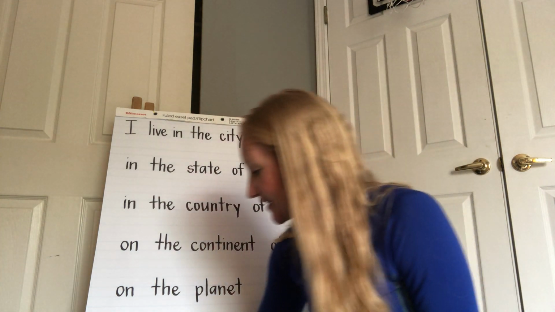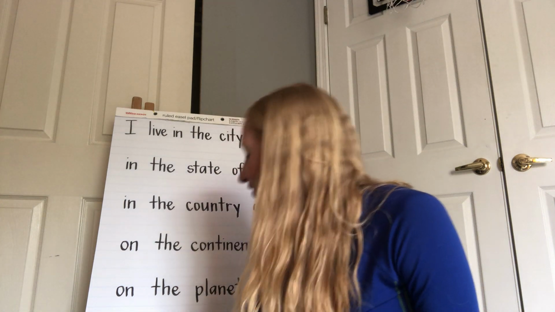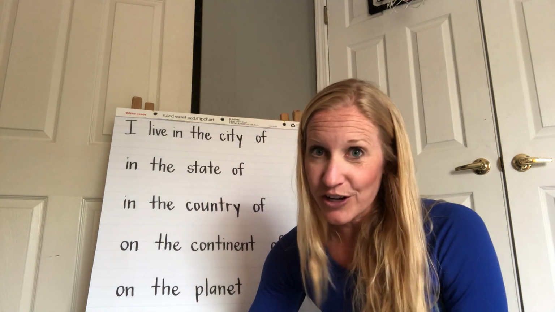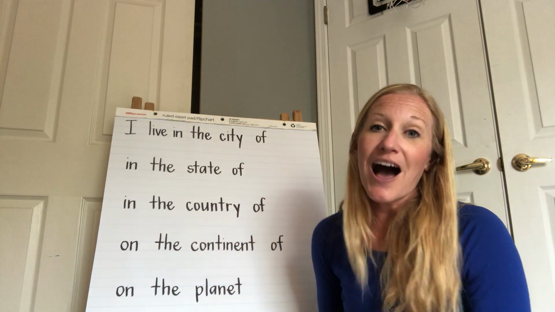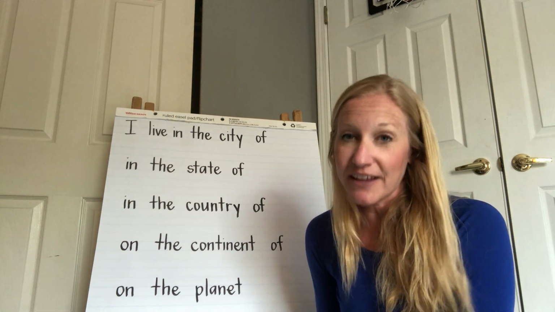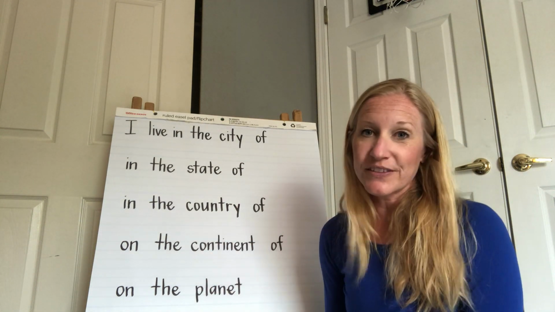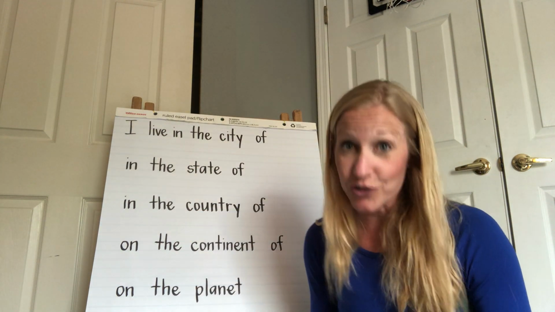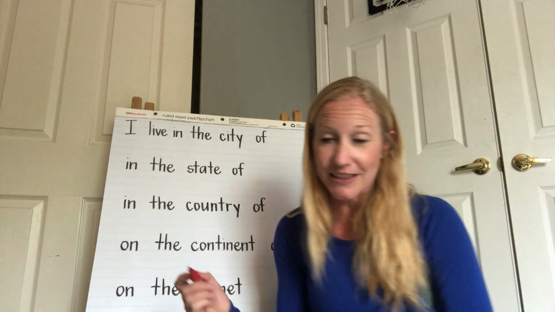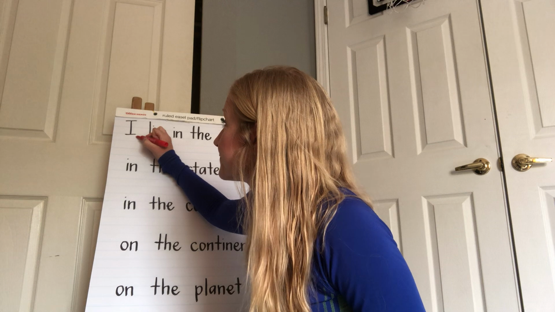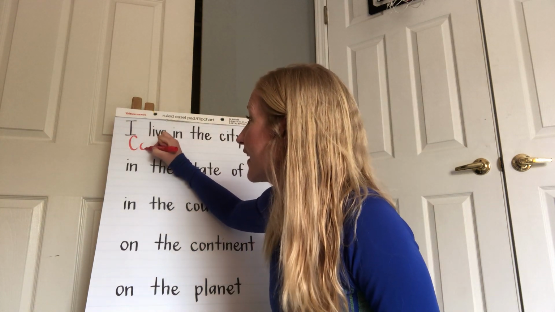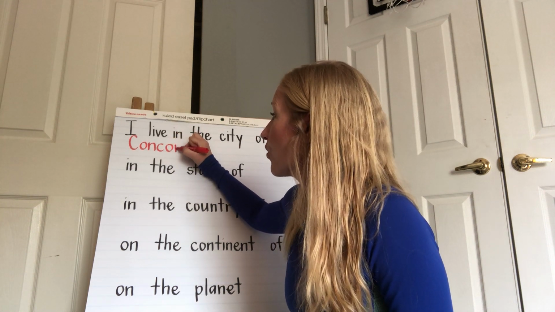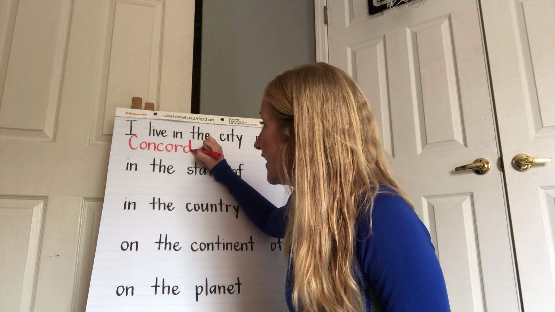So the first sentence says, I live in the city of, and we all live in the city of Concord in order to go to Highlands Elementary School. I actually live in the city of Clayton, which is right next door, but I'm going to write Concord on this poster. Now, all of the names that we're writing today are actually names, which means they have to start with an uppercase letter. So when I go to write Concord, I'm going to start it with an uppercase C. Concord. It has that or sound in it.